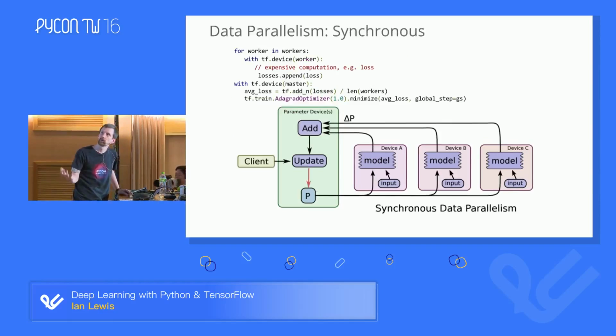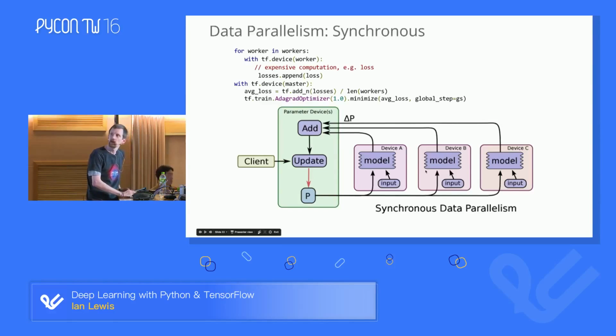But you can also do synchronous data parallelism, and this is a little bit slower, but it makes for less noise. So this makes your models a little bit more accurate. Essentially, you have all of the devices do the computation, then update the parameter. And then you wait for all the devices to finish their operations before updating and then passing the parameters back to the models for the next batch.